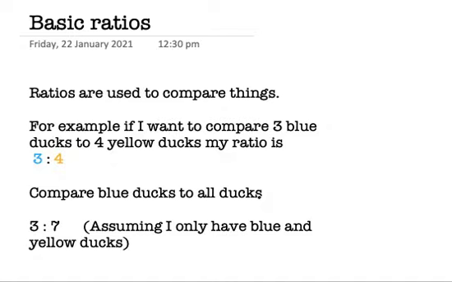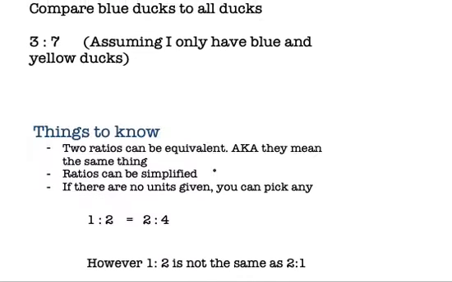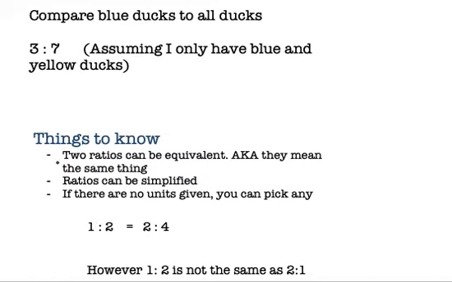Okay, and it's also important in the way that we write 3 to 4. That's for blue to yellow ducks. But if I said yellow ducks to blue ducks, that would be a different ratio. Instead, I would have 4 to 3. Okay, and these ratios, they're not the same. Okay, so some things that we should know about ratios.